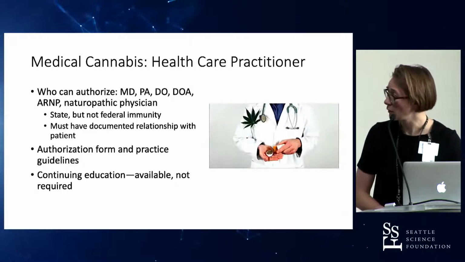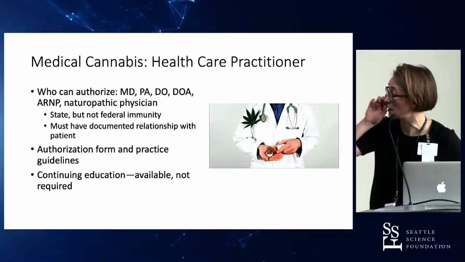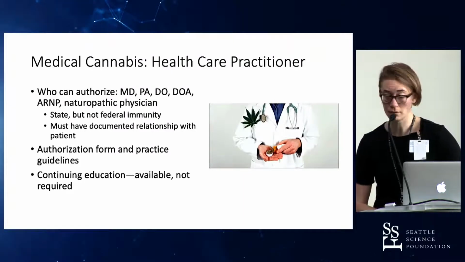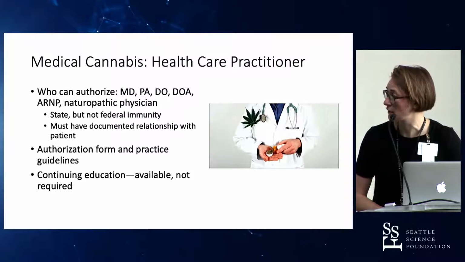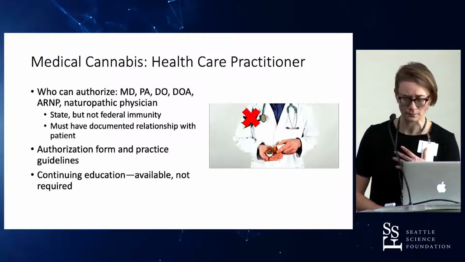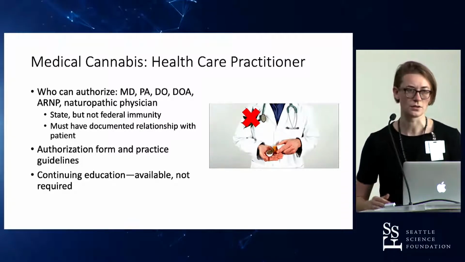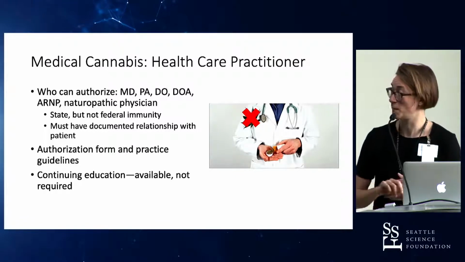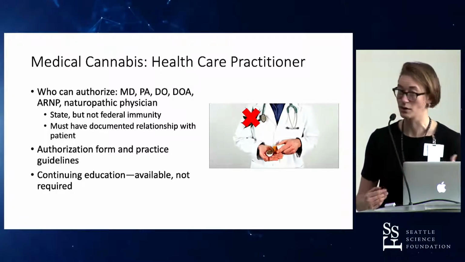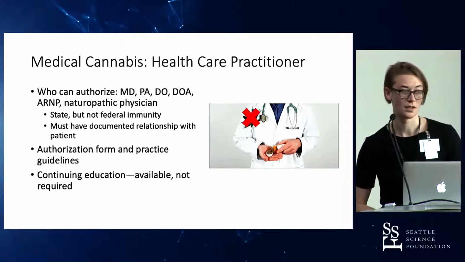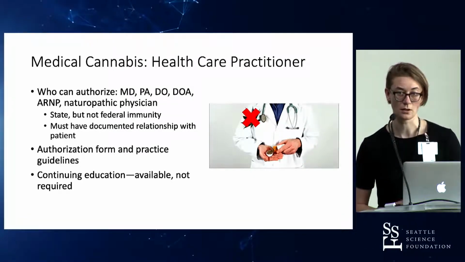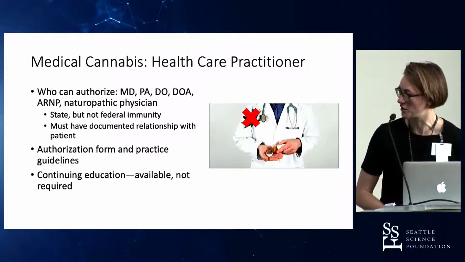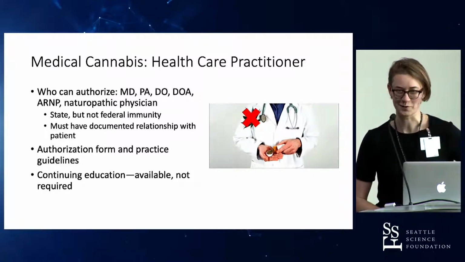In Washington state, these are the people who can provide it. Again, they're offered state immunity, but not federal immunity. And they must have a documented relationship with the patient. So you can't open up a practice where you're going to authorize medical marijuana. I'm from Ohio, and in Ohio, there are physicians who just have clinics who can offer it, and they can charge fees for it. So I think Washington has a better model, but again, it's not a perfect system.